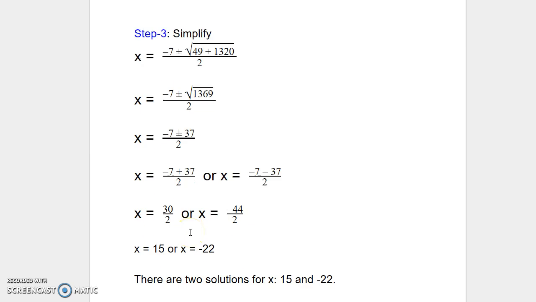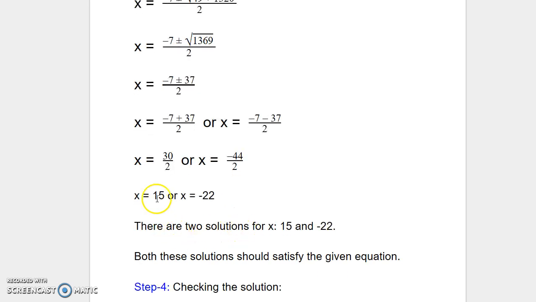So there are two solutions for this particular equation. x equals negative 7 plus 37 divided by 2, or x equals negative 7 minus 37 divided by 2. Negative 7 plus 37 simplifies to 30 divided by 2, or negative 7 plus negative 37 is negative 44 divided by 2. So 30 divided by 2 simplifies to 15, and negative 44 divided by 2 simplifies to negative 22.